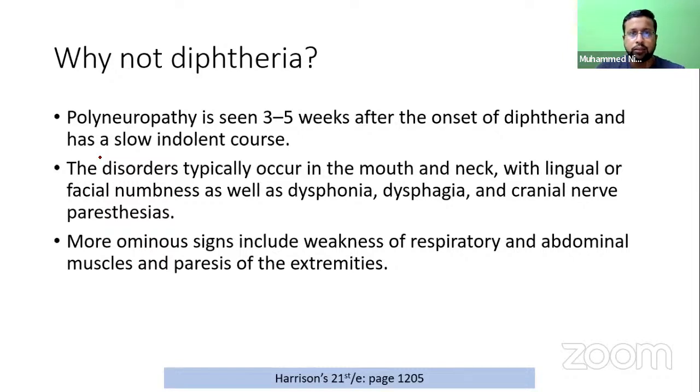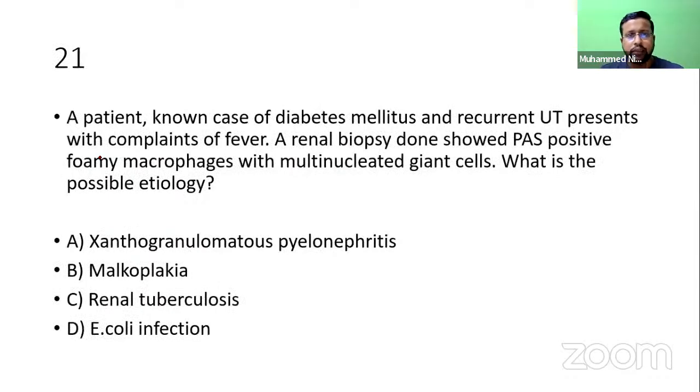So next question. A patient, a known case of diabetes mellitus and recurrent urinary tract infection, presents with complaints of fever. Renal biopsy is done, which shows periodic acid-Schiff, PAS positive, foamy macrophages with multinucleated giant cells. So PAS is a stain, as you all know. And what is the possible etiology? The options given included xanthogranulomatous pyelonephritis, malakoplakia, renal tuberculosis, and E. coli infection. So basically, this is a chronic infection, like recurrent infection.